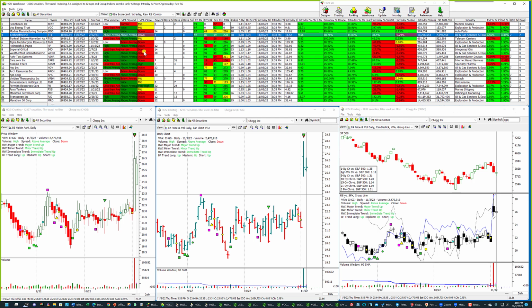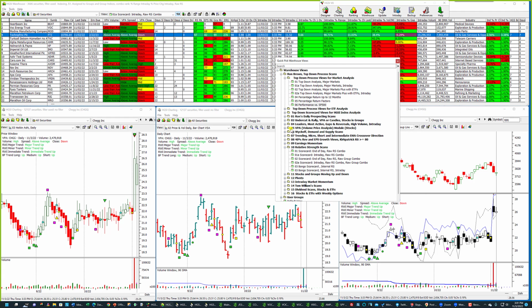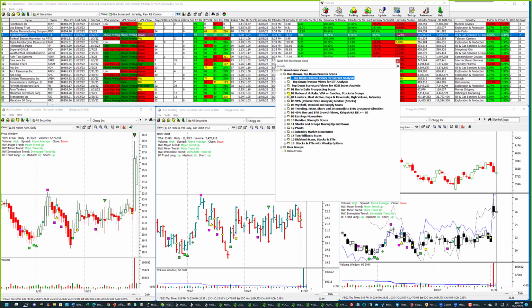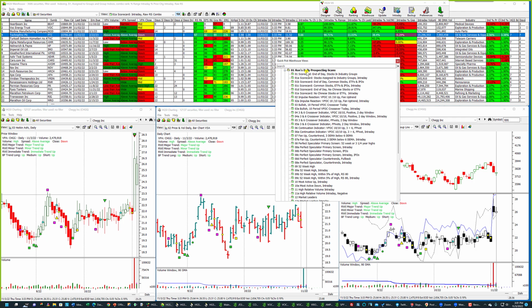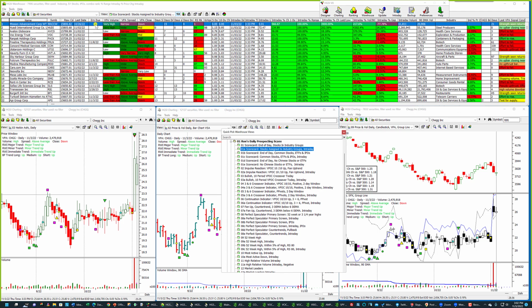I wanted to do, oh, I know. I'm going to show you that continuation scan, okay? I'm just going to quickly go down through some of these. These are my, right here was 01, my daily prospecting scans. This is the intraday. Just this scan alone, intraday, will bring some great stocks to the top of the list.